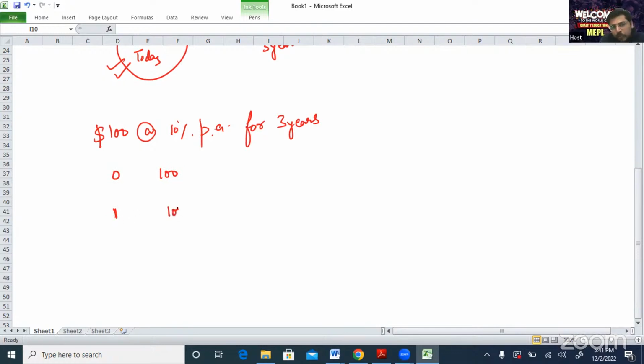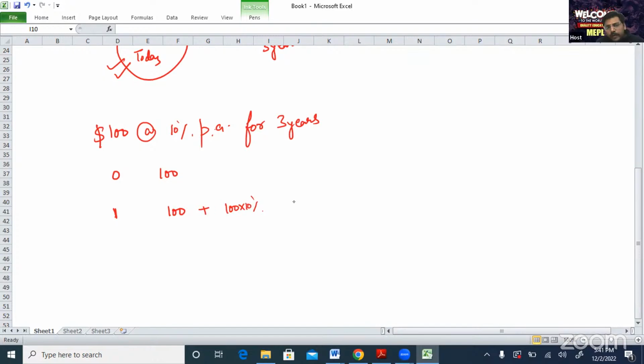This 100 rupees is your investment, and you will earn what? 10% interest. So what I can say, after 1 year, this 100 rupees as it is, plus we are going to earn 10% interest. So that will be the value after 1 year.